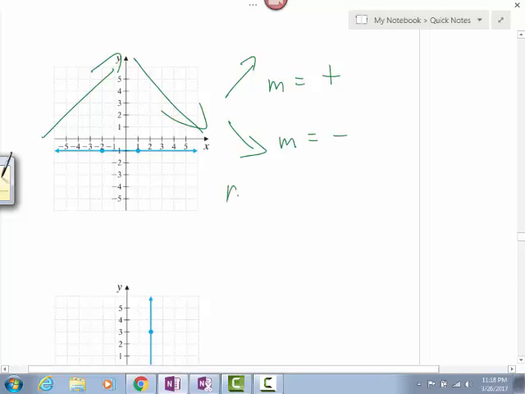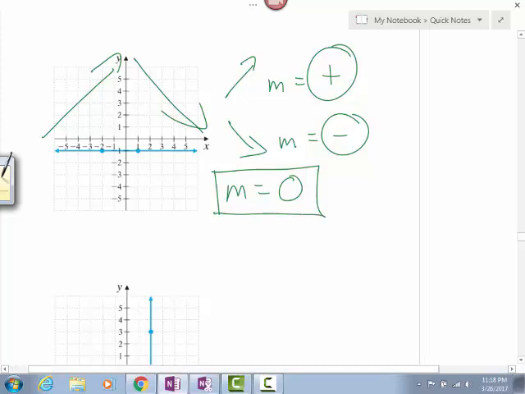Since our line is neither going up or down, it cannot be positive and it cannot be negative. The only number that's neither positive or negative is 0. Now I want you to remember something. This is what we call a horizontal line.